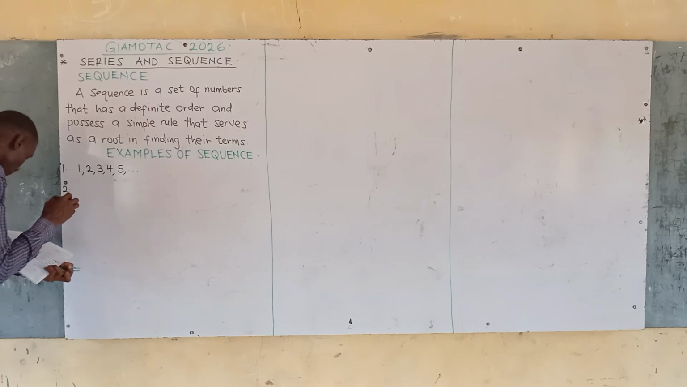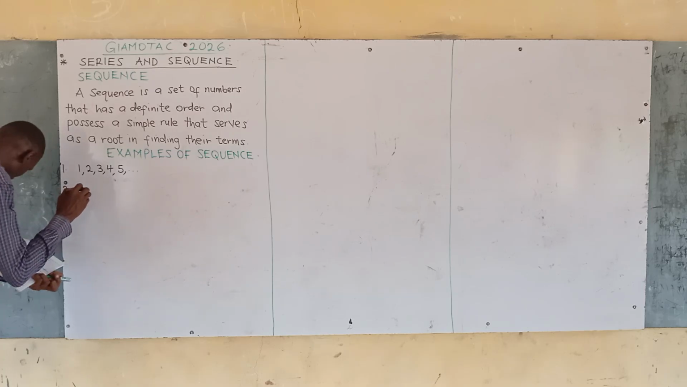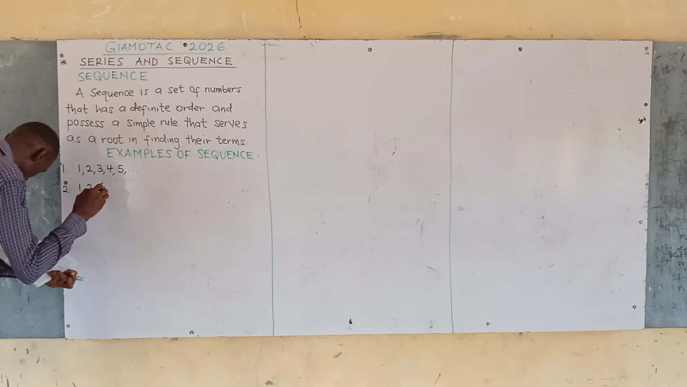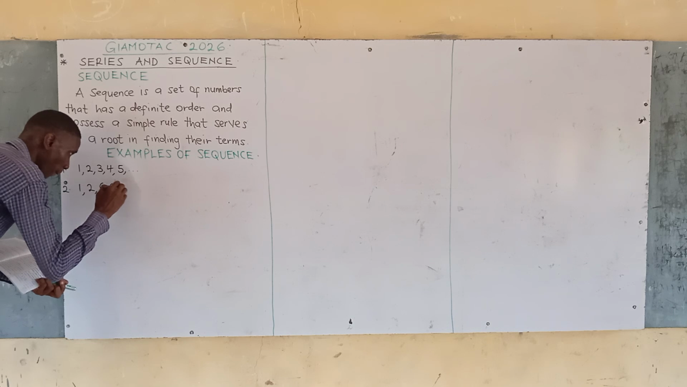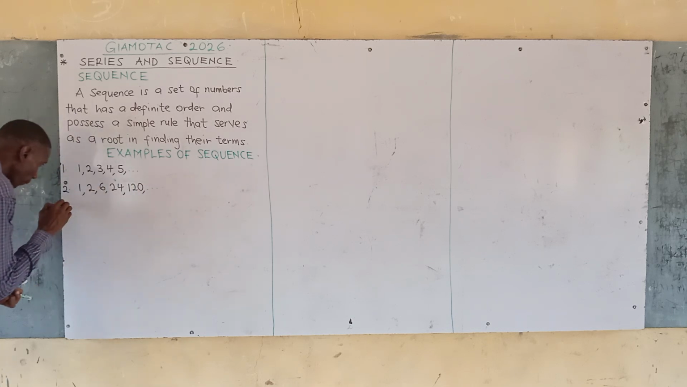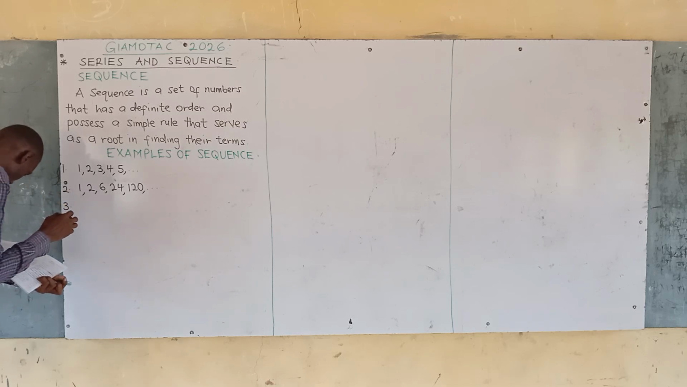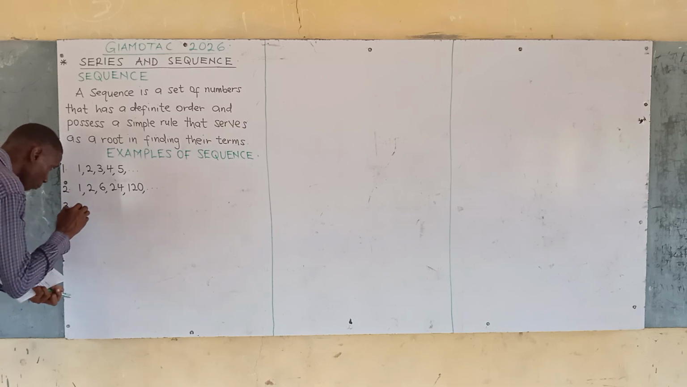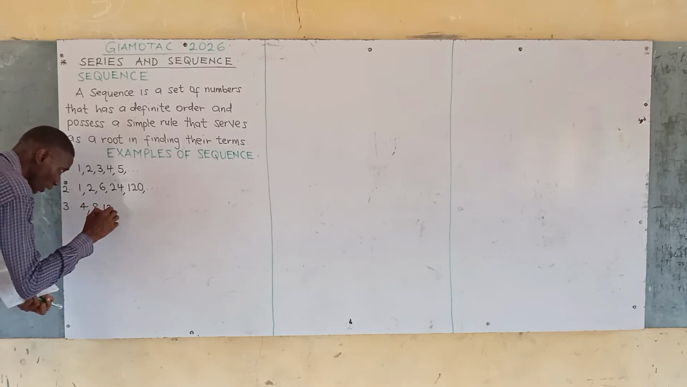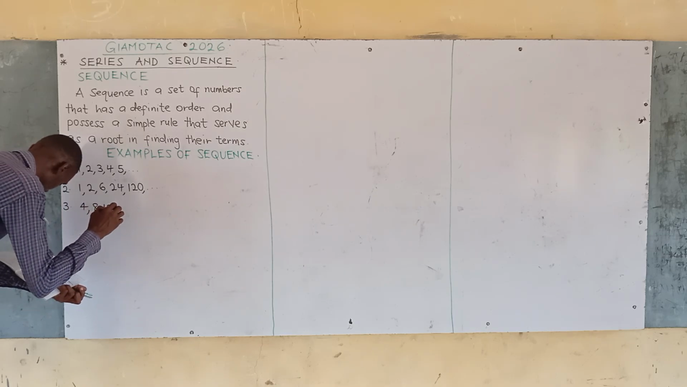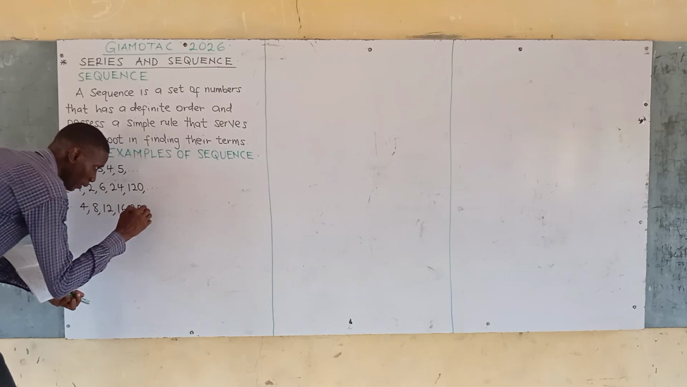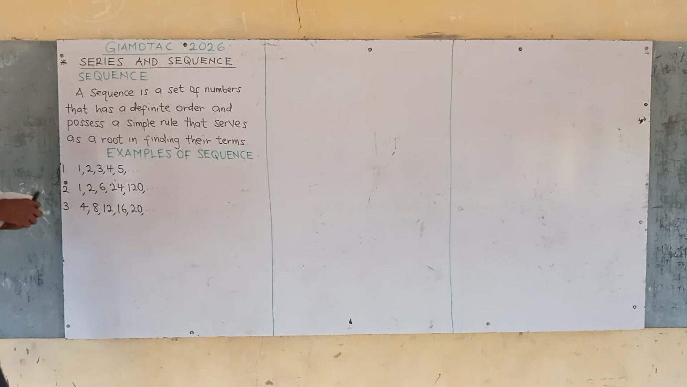Let's see another one. Number 2: 1, 2, 6, 24, 120, and so on. Number 3, let's say we are having 4, 8, 12, 16, 20, and so on and so forth.